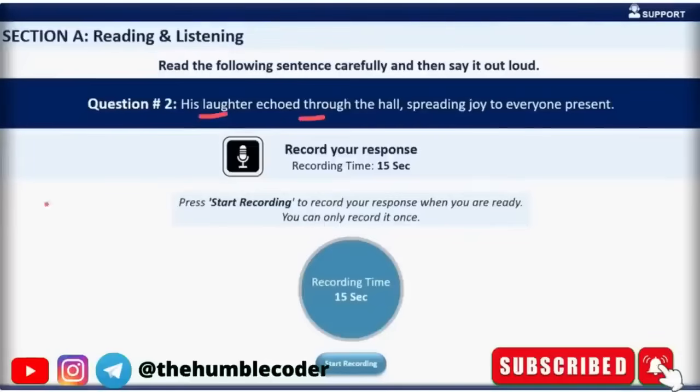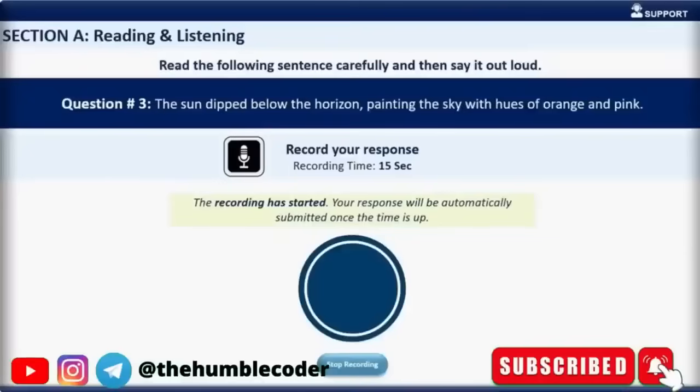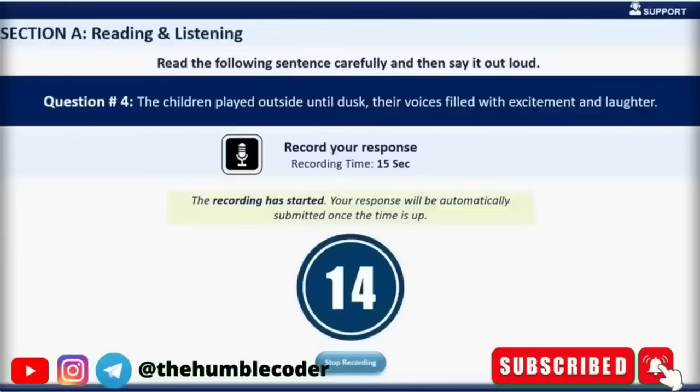His laughter echoed through the hall, spreading joy to everyone present. Let's move on to question number 3. The sun dipped below the horizon, painting the sky with hues of orange and pink. Moving on to the next question. The children played outside until the dusk, their voices filled with excitement and laughter.